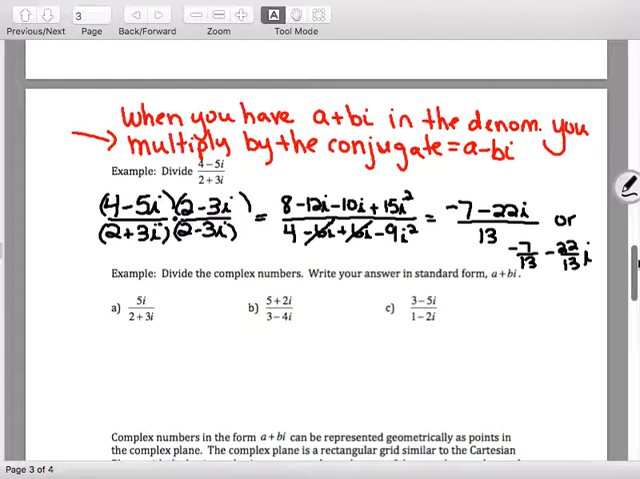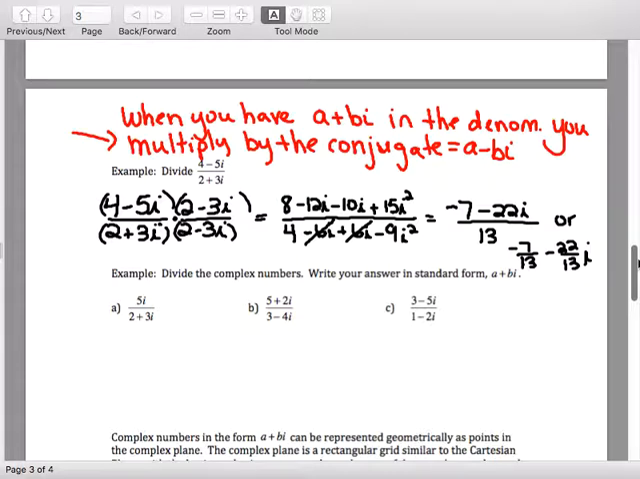All right, so what I want you to do is there are 3 problems here, A, B, and C. If you're asked to divide, that means you can't leave an i in the denominator. So look at what I have in red up here. When you have a plus bi in the denominator, you multiply by the conjugate. Now, if it's a plus bi, it becomes a minus bi. But when you get to B and C, I'm not going to multiply by 3 minus 4i.